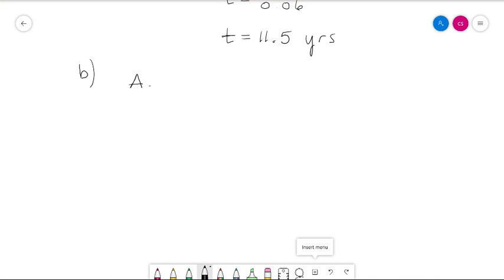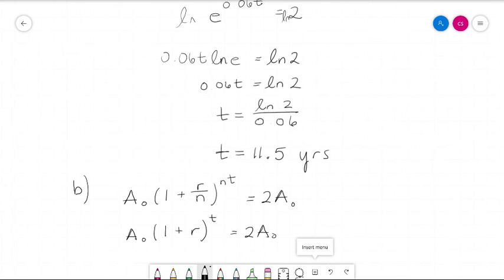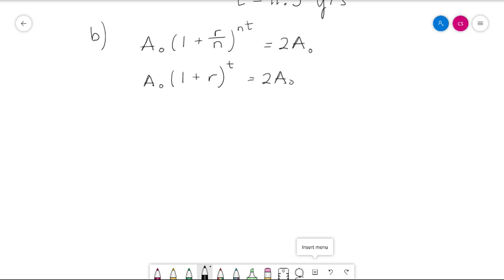So we have this formula. Okay, and what do we know about it? We want to make sure it's doubled, so it's going to be equal to 2a naught. What's n in this case, if we're just doing an annual interest rate? n is 1. Okay, and how long did it take to double using a continuous model? 11.5 years. So let's have that be our t.